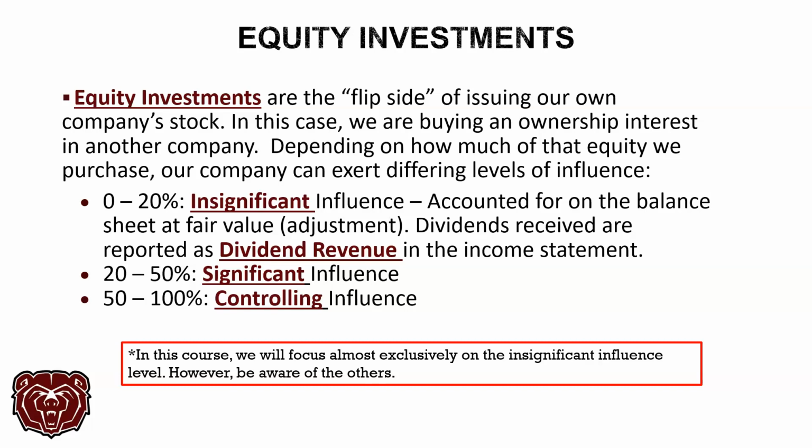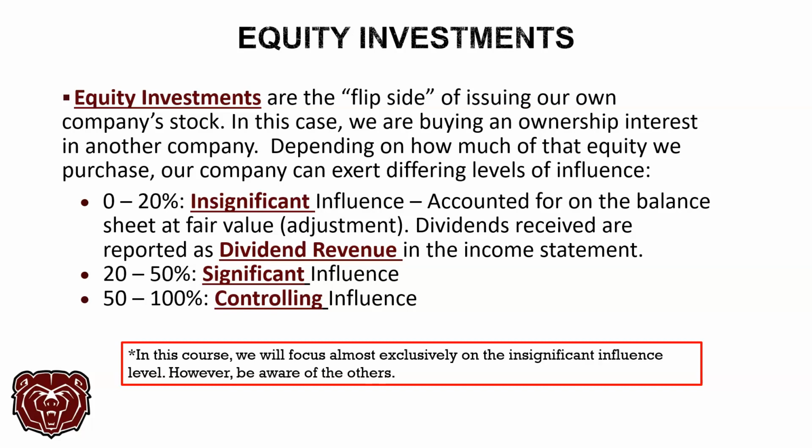Typically, you are just doing this to receive dividend revenue. That gets accounted for in the income statement as a different type of revenue called dividend revenue. And we also account for it on the balance sheet as an investment, but we make a fair value adjustment to it each period. We'll talk about that later. Okay.